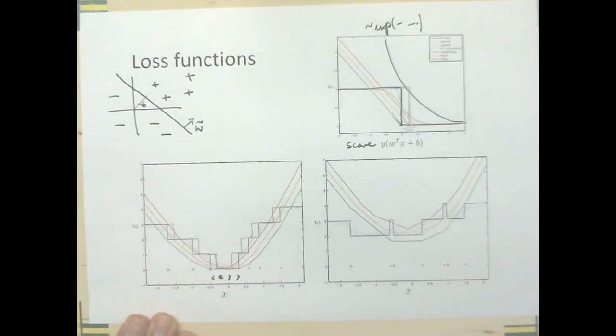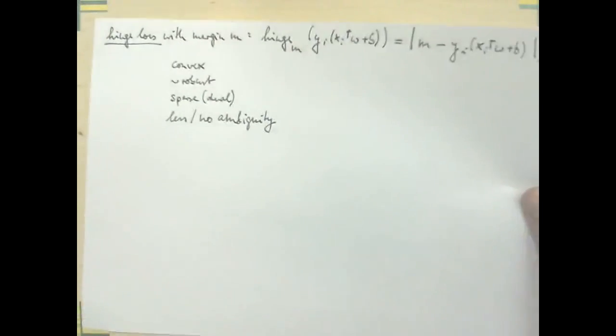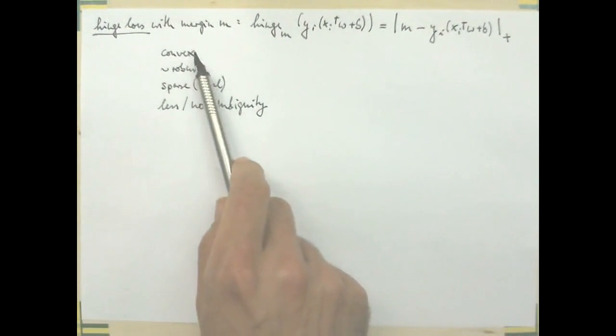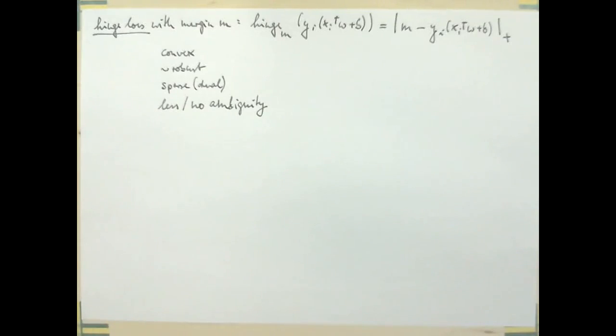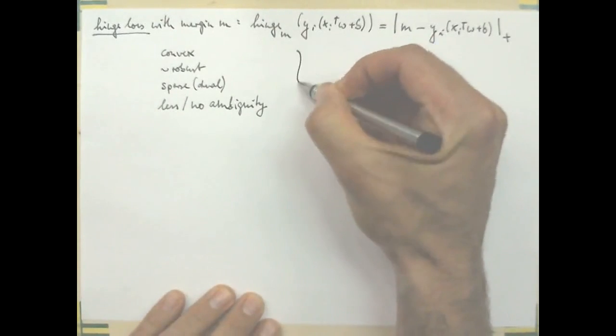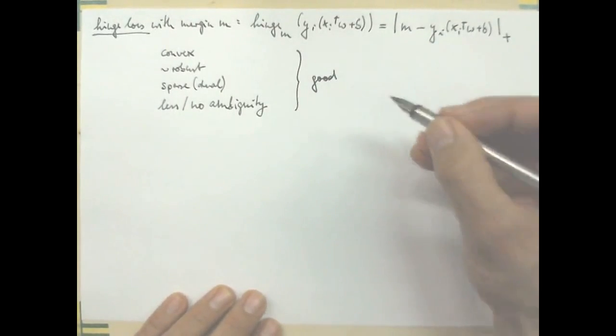And on the right-hand side, you see that even when the data is not linearly separable, if we use the hinge loss, we always get a convex function, and if I choose a sufficiently large margin, I also get a unique optimum. So ideally we would want it to be convex, which it is, really robust, which it is not, sparse, which it is, and less or no ambiguity. So this makes the hinge loss a good overall compromise.